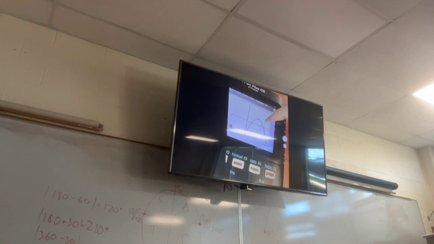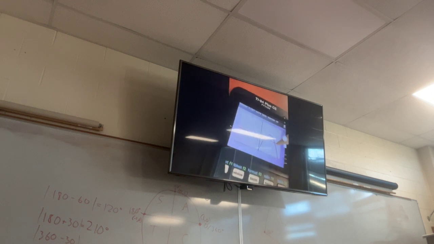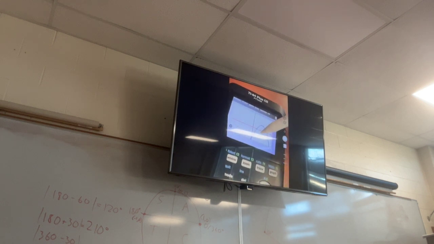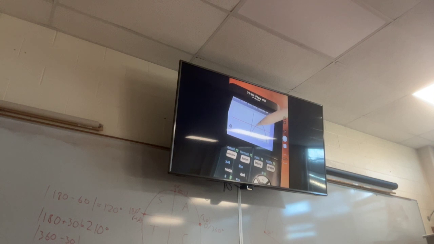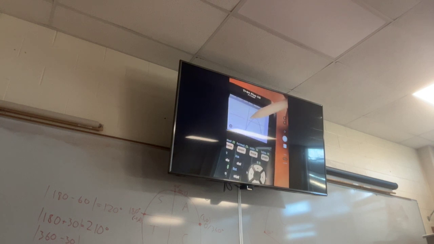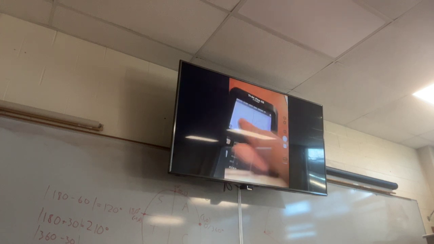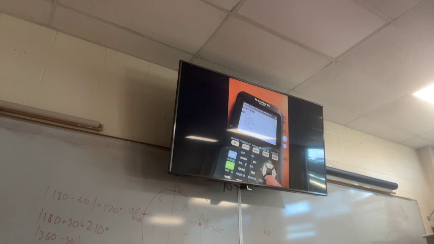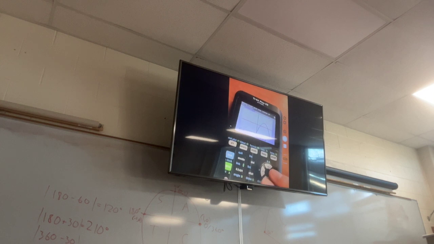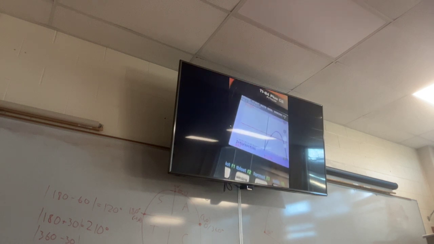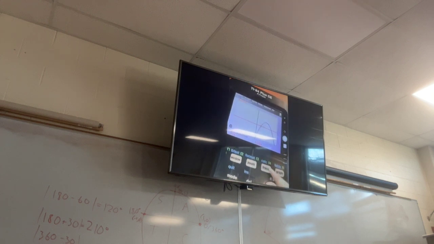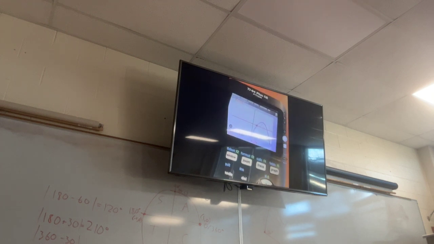Which one do I want? Which one represents when I first reach a height of 224 feet? The first one. Yeah, I first reach that height on the first intersection. So I'm going to do second, calc, intersect. Okay, it first reaches a height of 224 feet at x equals 2, in 2 seconds.